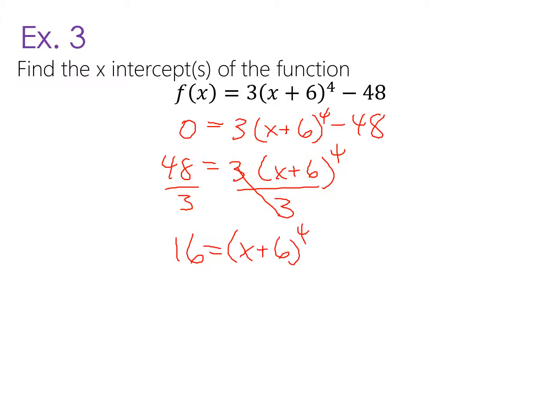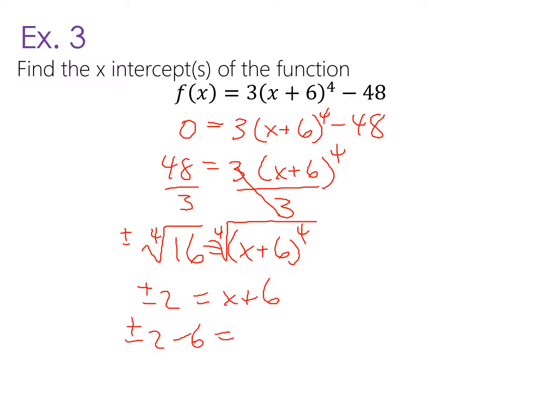And at this point, if we draw parallels to quadratics, you would have had a squared. We have it to the power of 4. What undoes a squared? Square rooting. What undoes putting something to the power of 4? Taking the 4th root. And just like when you do the square root, if it's an even root or an even exponent, you need to do plus or minus. The 4th root of 16 is 2, so we're going to have plus or minus 2 equals x plus 6. Plus or minus 2 minus 6 equals x.